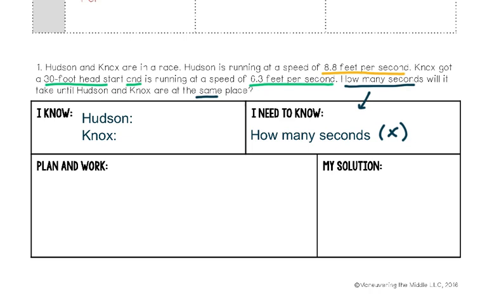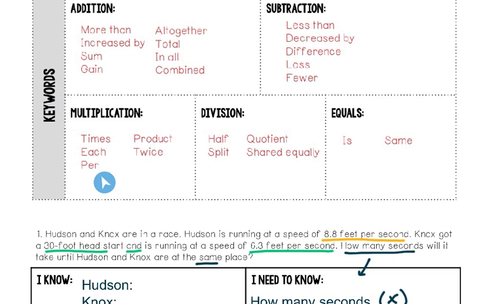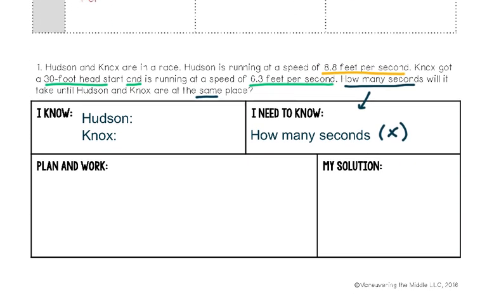Now we can start writing expressions or equations for Hudson and Knox given what we know from the problem. It says Hudson can do 8.8 feet per second. Per is a keyword for multiplication. So when we write the equation or expression for Hudson, we would want to write 8.8. We don't have to write feet. Per means times, and we don't know the number of seconds. So we can write 8.8x.